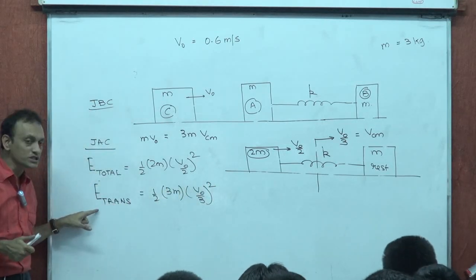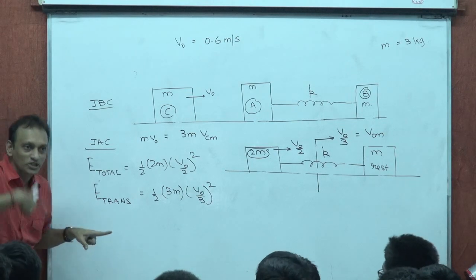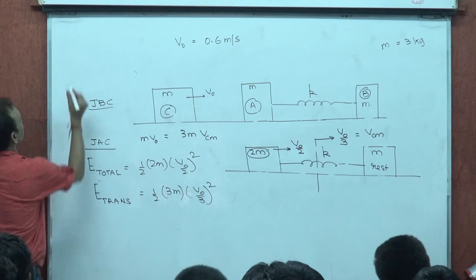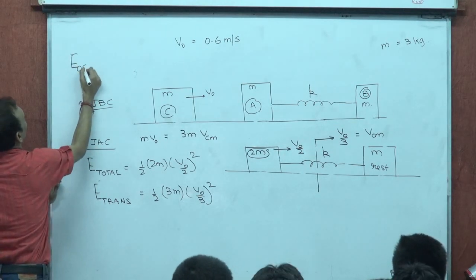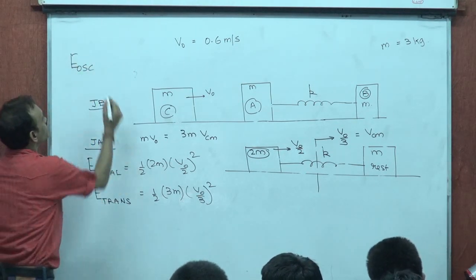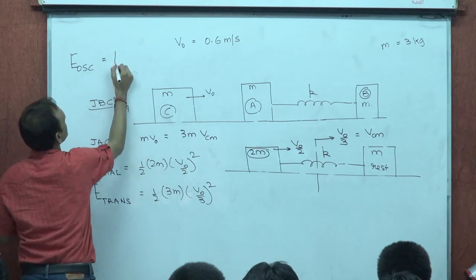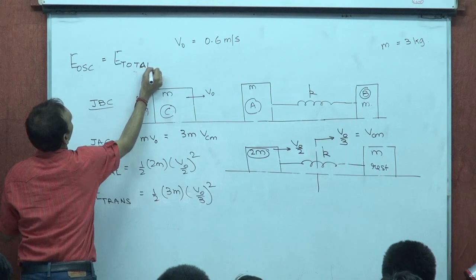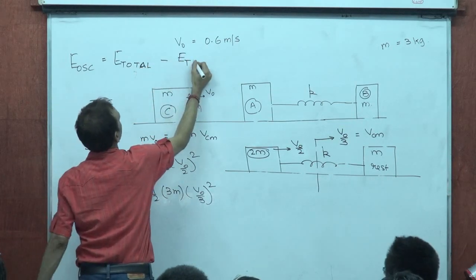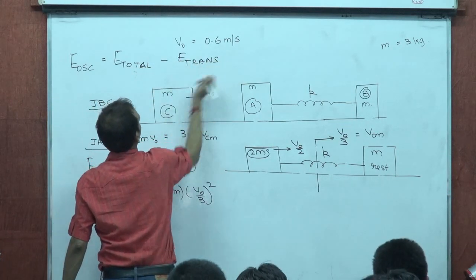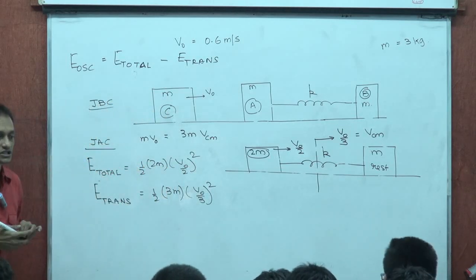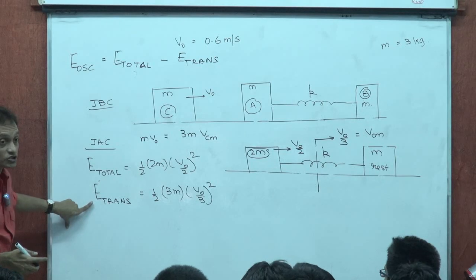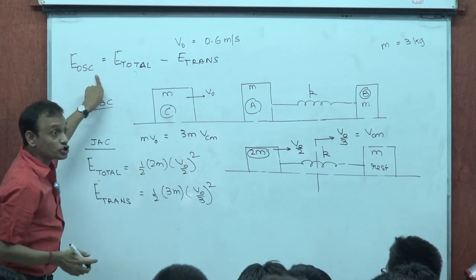Why is this different from this? Because there is oscillation energy. The difference is the oscillation energy. E oscillation is E total minus E translation. E total minus E translation, right?